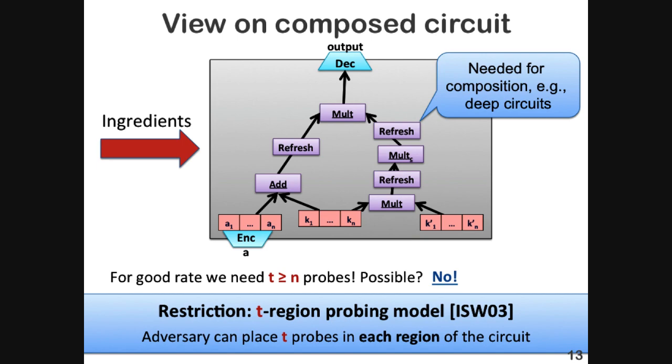Because you can think of this addition gate I showed you already. It was completely deterministic, and if we have a large number of addition gates, and the adversary can probe T wires in each of these addition gates, then at some point he can still recover, for example, the entire secret key. So we need some way to pump new randomness into the encodings. And that's essentially done by this refreshing algorithm.